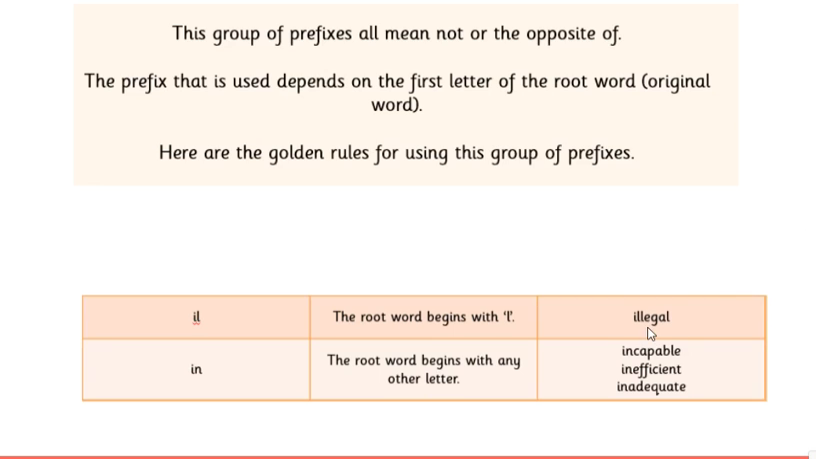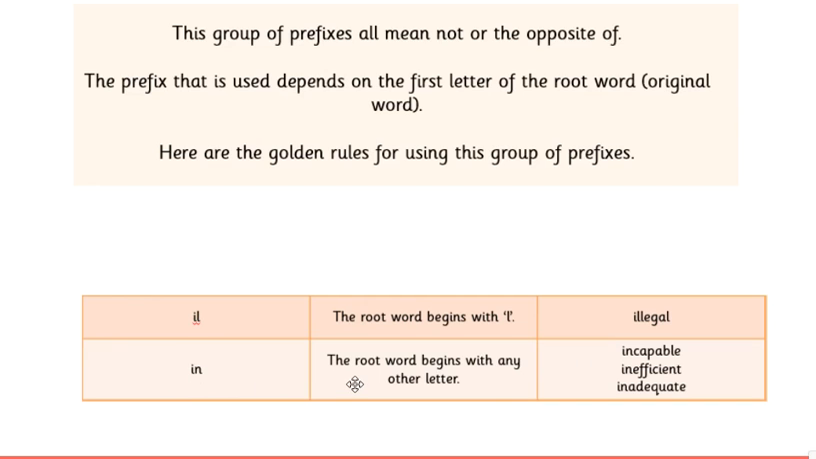For example, here we've got the word legal. That means that by law you're allowed to do something, and so something is legal. If we wanted to change the meaning to the opposite of that, we would add the prefix il, because legal starts with an L. And if something is illegal, that means that by law you are not allowed to do it. And then it's similar here with in.